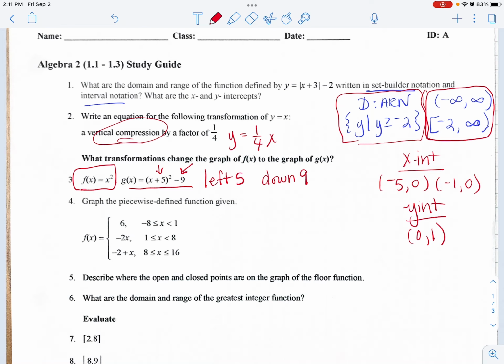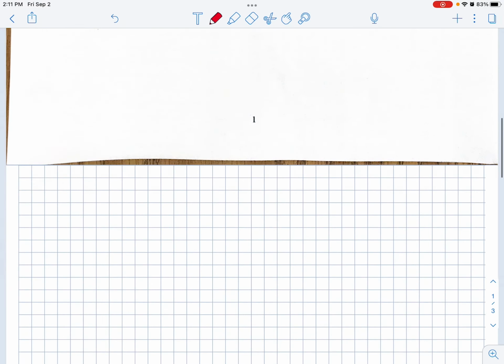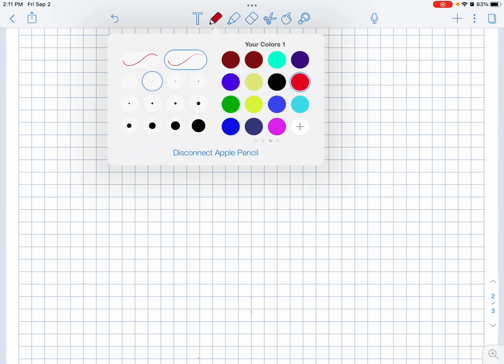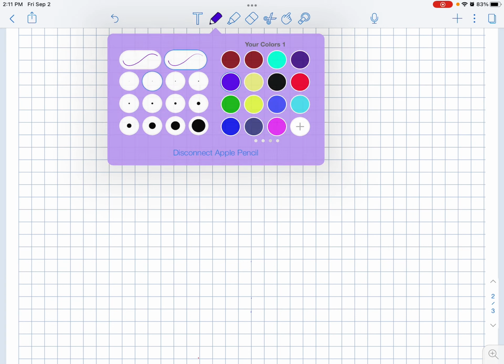Okay, number 4, the piecewise function. So I do need a graph, like graph paper for this one, so I'm going to come down here. And I'm going to be doing this one in pieces. So before I actually do the graph, I'm going to do the different colors here. So let's just start with the first one.